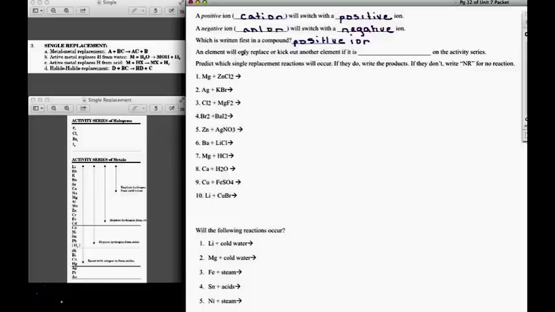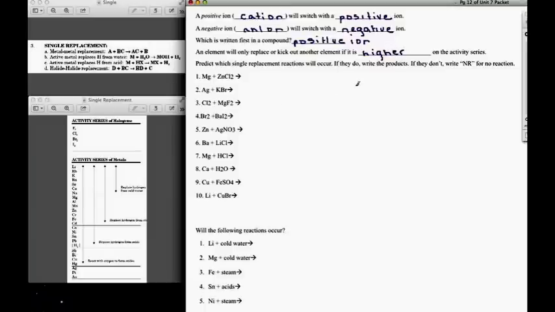An element will only replace or kick out another element if, here is where your activity series comes in, it is higher up on the activity series. If I were to ask you the question, will potassium kick out lithium? You would say no, because potassium is lower on the activity series. We're going to look at that in more examples, but it has to be higher up on the activity series. That is the purpose of the activity series, to tell you whether or not a reaction will occur.